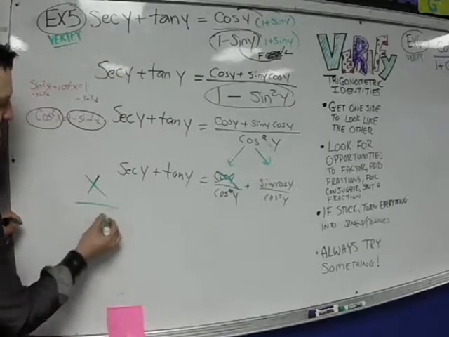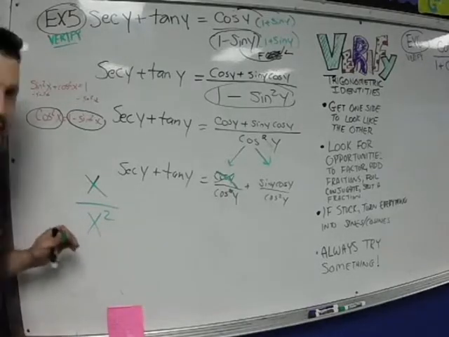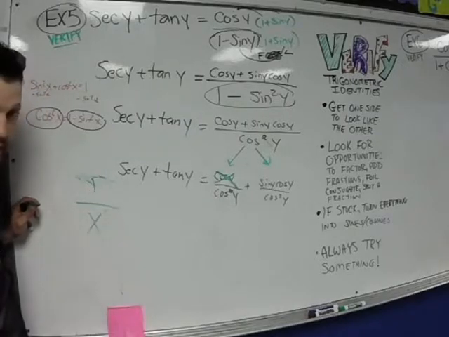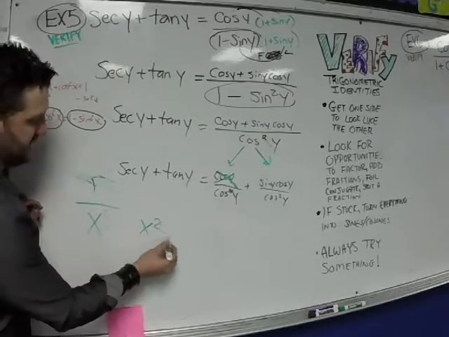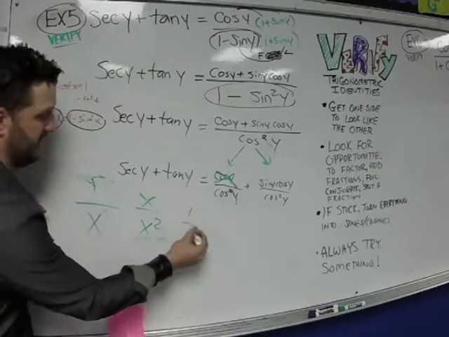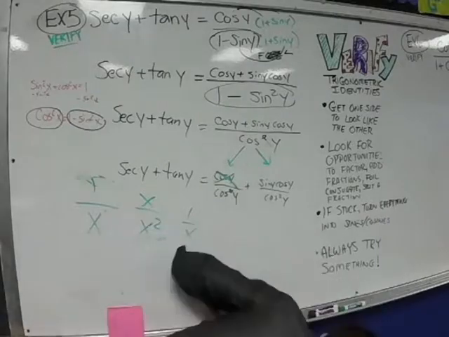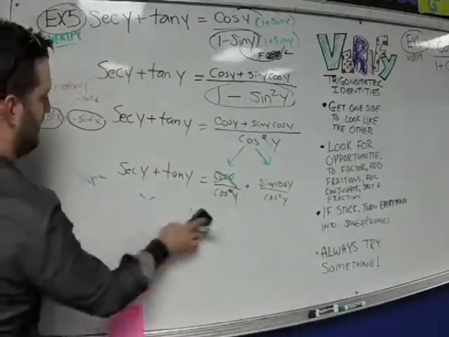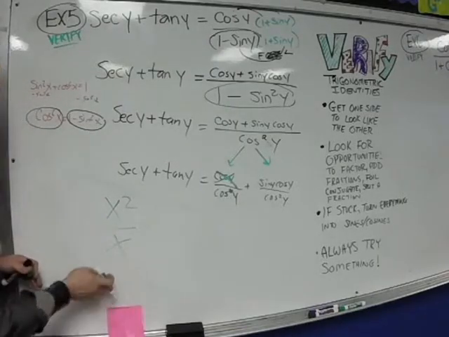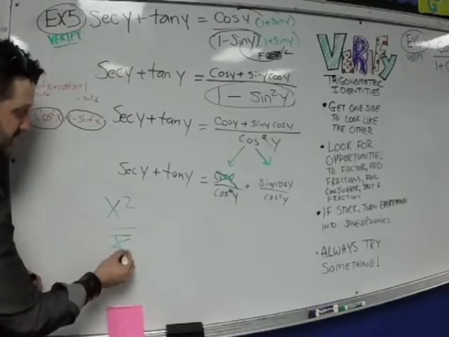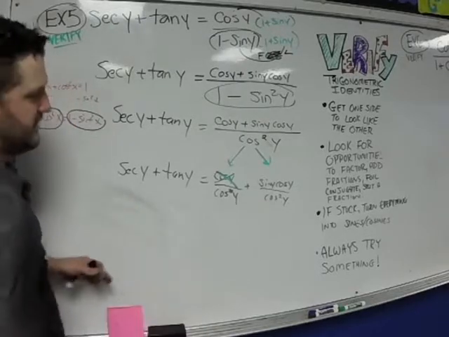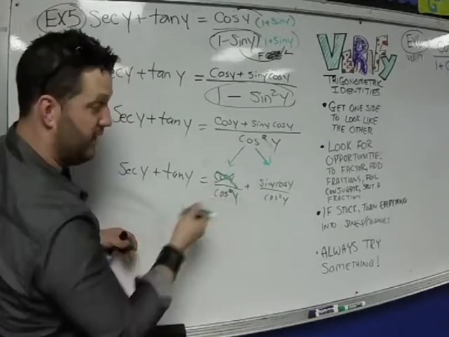Like if you have this x over x squared, this 1 x would cross this down to just becoming like 1 over x. So x over x squared would end up just being 1 over x. Likewise, if you had x squared over x up top, this 1 x would cross this down to not be squared, and you would end up with just x. So this ends up being 1 over cosine.